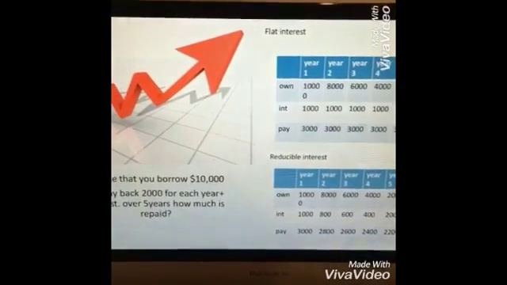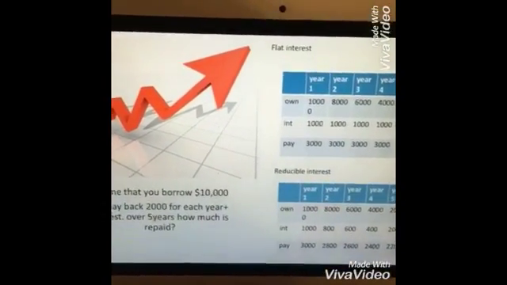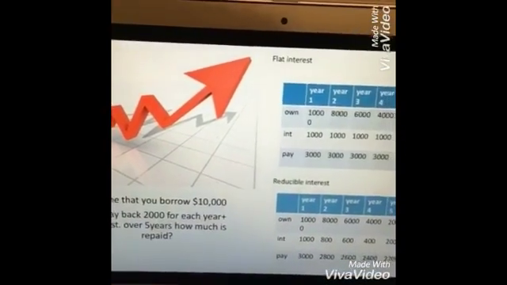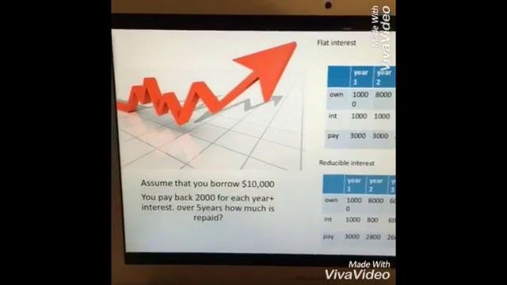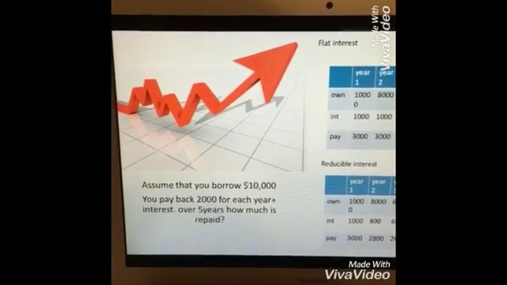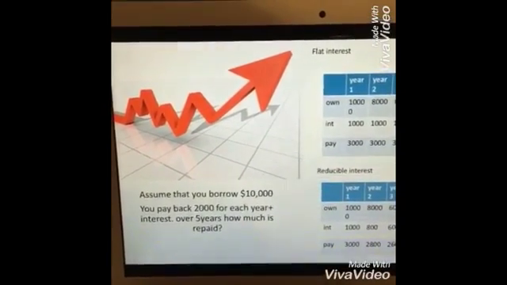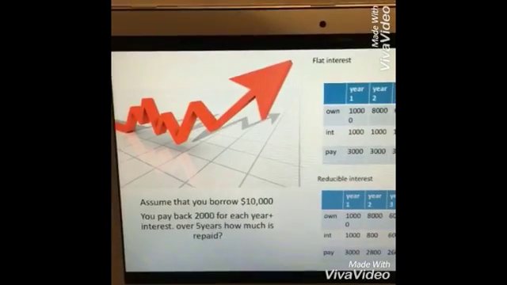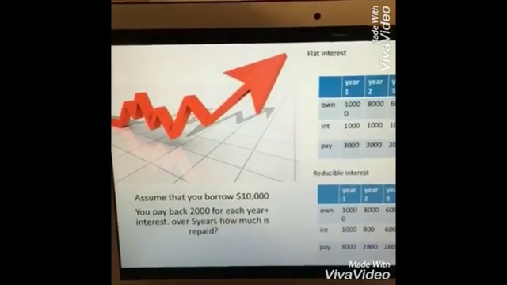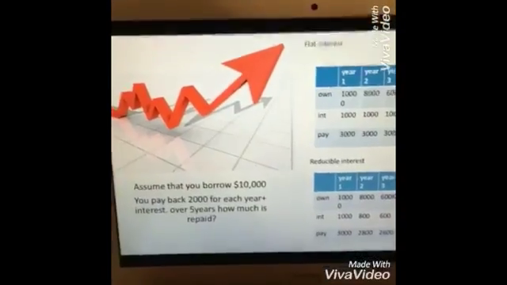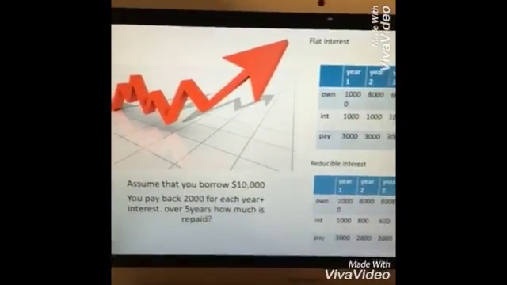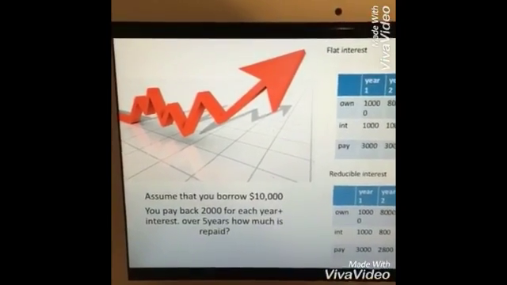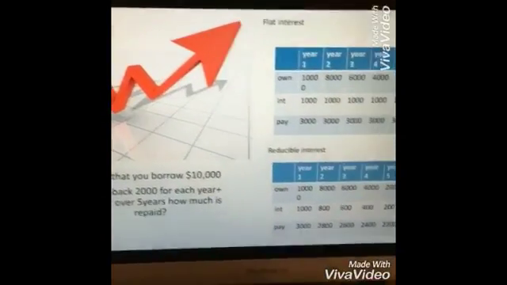So let's move on to the last part. What is the relationship between the flat interest rate and the reducible interest rate? Let's do a comparison. Assume you borrow 10,000 and you pay back 2,000 each year plus the interest. The interest rate we assumed is 10% for each year. And over 5 years, how much is repaid?